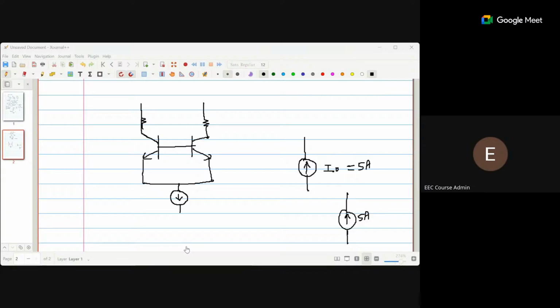In the current mirror circuit, what did we have? What connection did we have, and what does that mean? Current mirror. Did you see something like this?